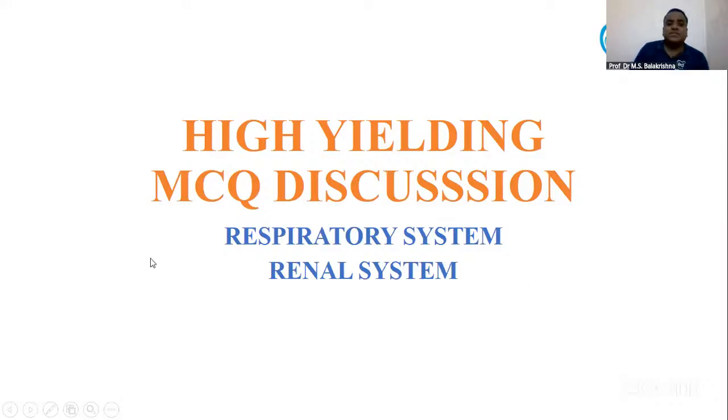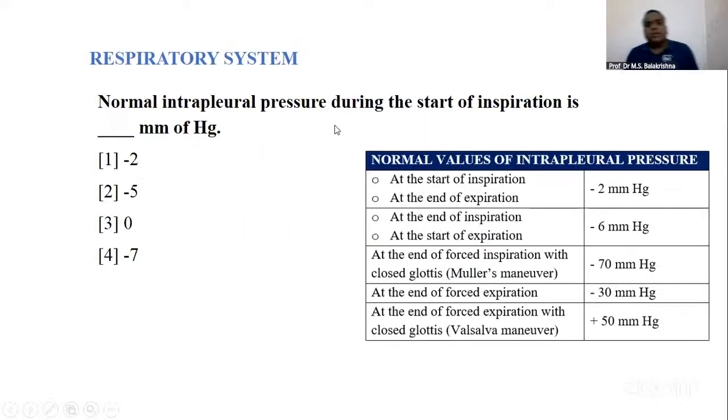So that starts with the MCQ now. Normal intrapleural pressure during the start of inspiration is dash mm of Hg. Please answer. If you can answer, it's very good. Don't see the explanation, the explanation is here, but don't see that if possible. Normal intrapleural pressure during the start of inspiration. The start of inspiration is different, the end of inspiration is different, and expiration is different.